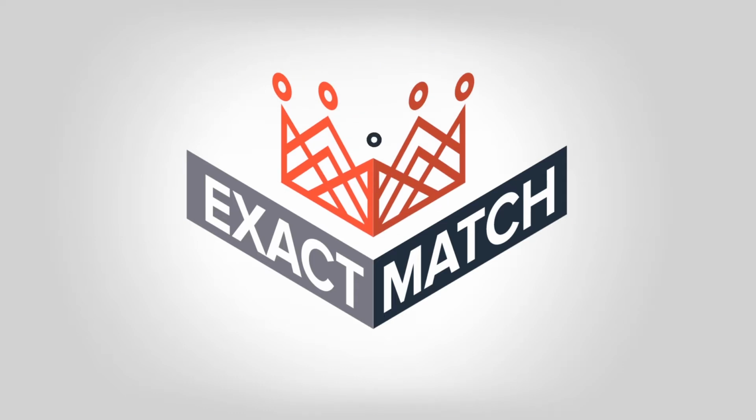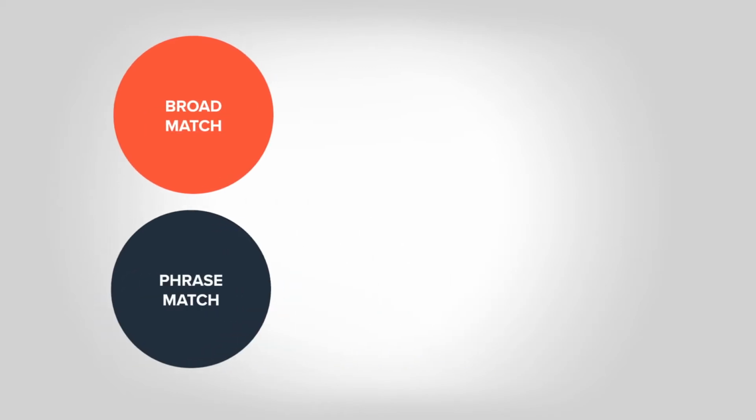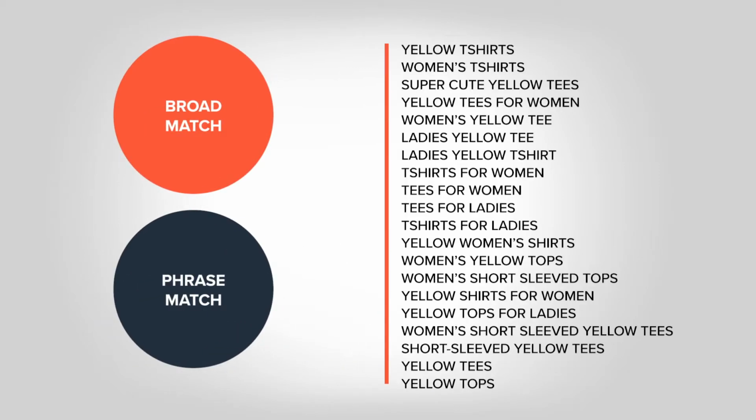Exact match is king. It gives you the most control and typically has lower CPCs and higher conversion rates. Valuable customers might search in other ways too. That's where broad match or phrase match come in. They capture a wide variety of searches relevant to your products. Careful though, they can have higher CPCs and convert less.